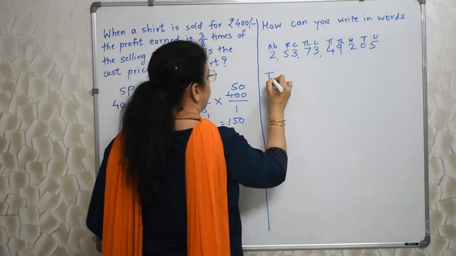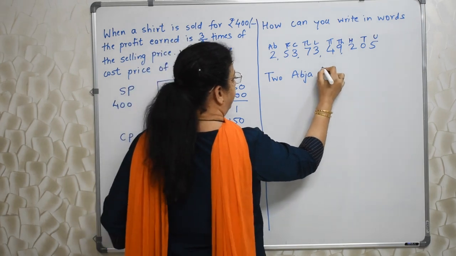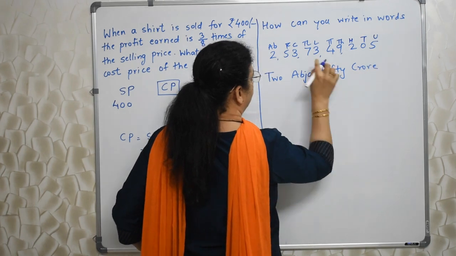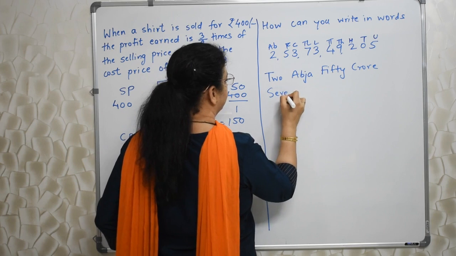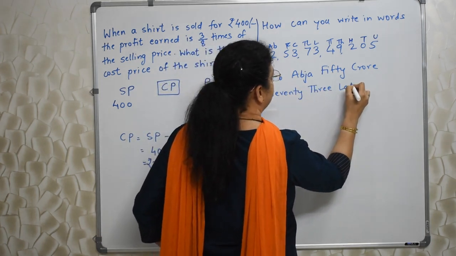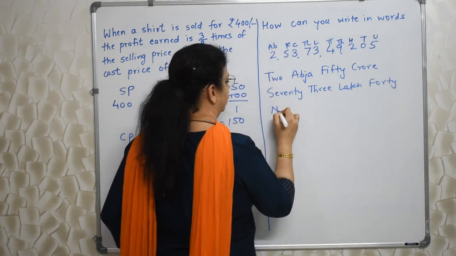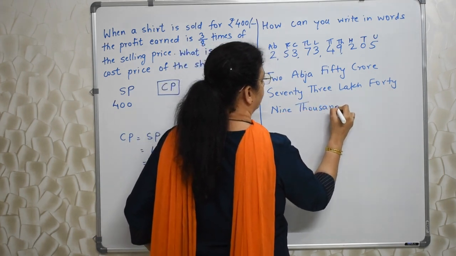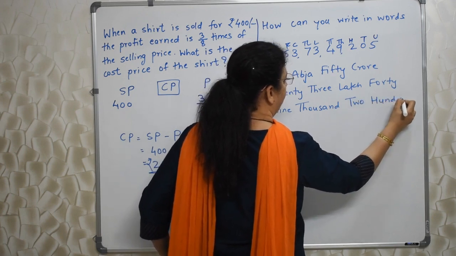So this is 2 abja, 53 crore, 73 lakh, 49,000, 205.